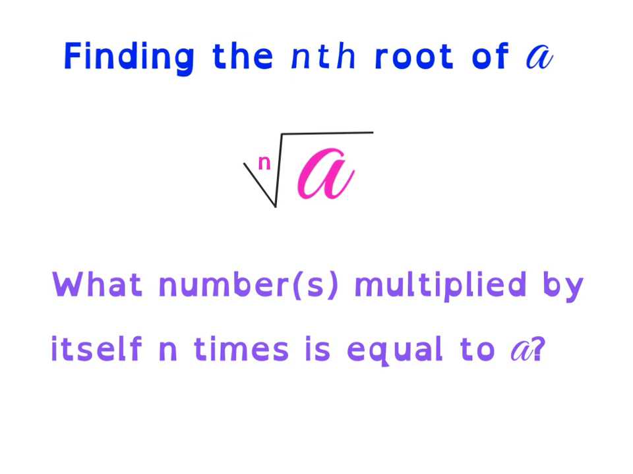So what does it mean to find the nth root of a? The n gives me my index. And a, we had a name for the part under the radical, but we don't really use it that much. That was the radicand. I want to know what number or numbers multiplied by itself n times is equal to a.